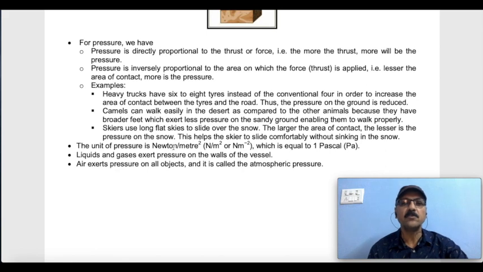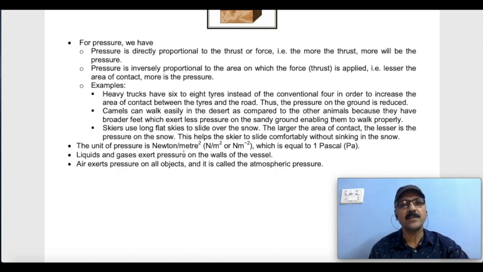As you know, your school bag or shopping bag has a broad strip. Why? Due to the broad strip, the area increases, so there is less pressure on your shoulder. So pressure decreases. That's why school bags or shopping bags have broader straps.